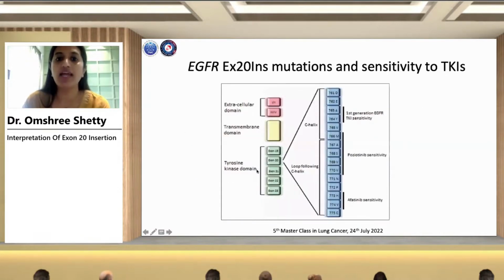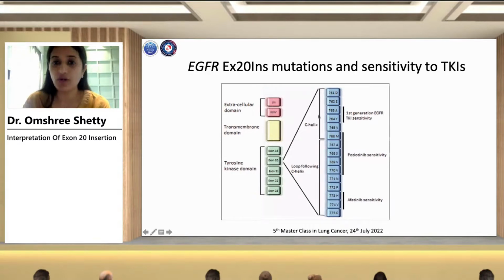So if you see, exon 20 comes in the tyrosine kinase domain where exon 19, 20, 21, all these exons are present. Exon 20 is coding for this entire region of the C helix and the loop following the C helix. So if you can see, this exon is encoding for all these amino acids, what you can see here, 761, 2, 3, 4, and so on and so forth.